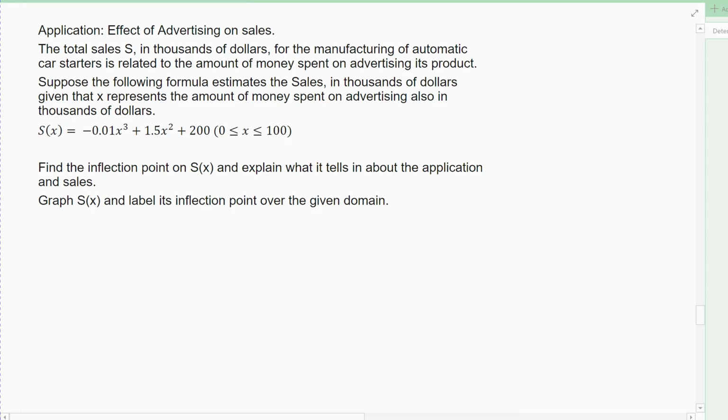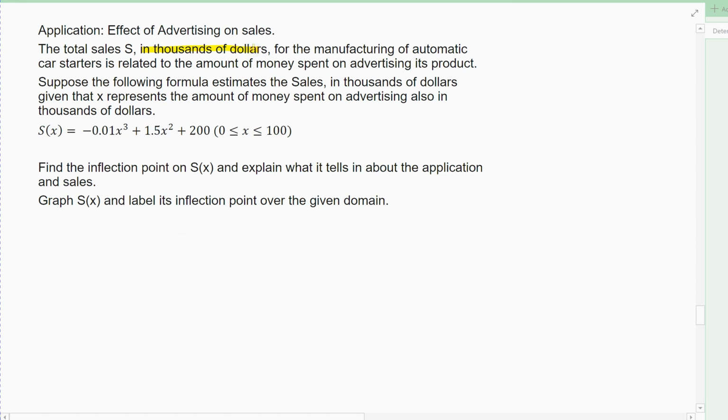Another application. So this one's an application of the inflection point. So finding it and then understanding it, kind of relating it to the application. Alright, so this is sales. So gotta keep in mind everything's in thousands of dollars, right? I've got total sales in thousands of dollars.